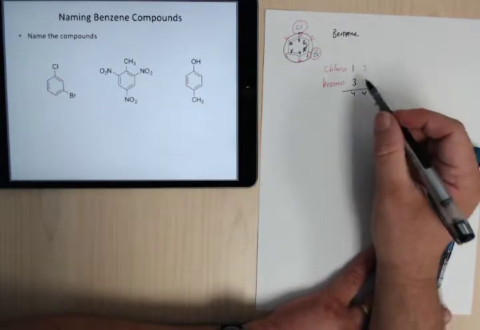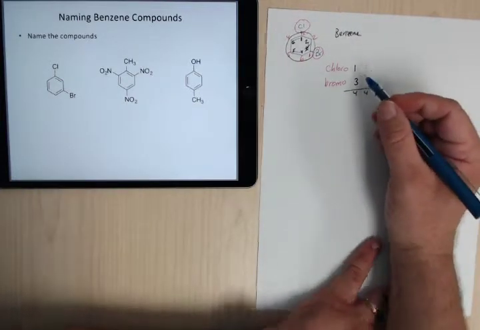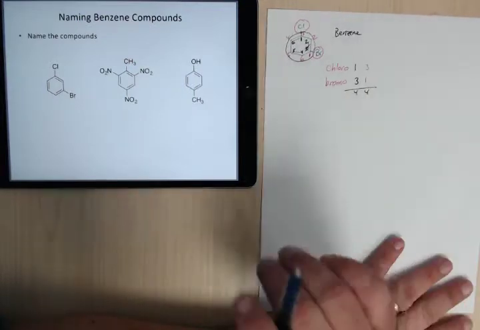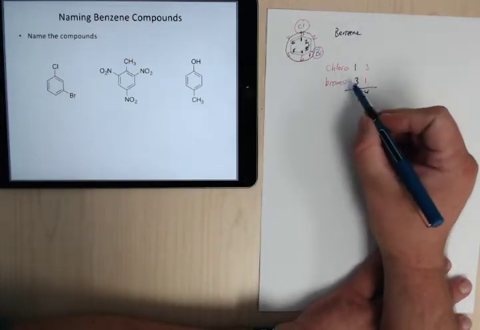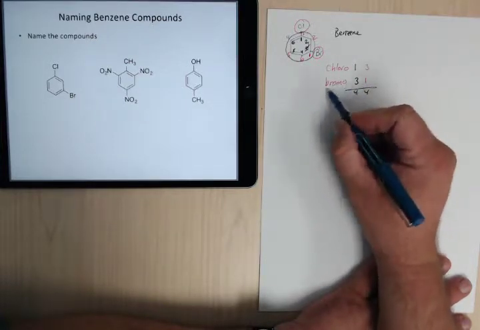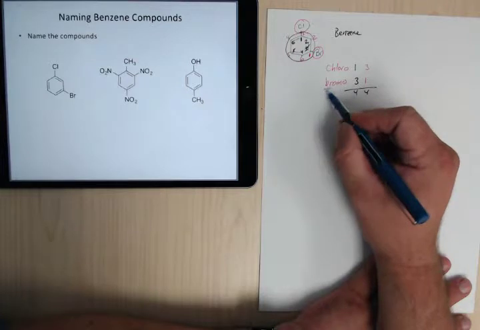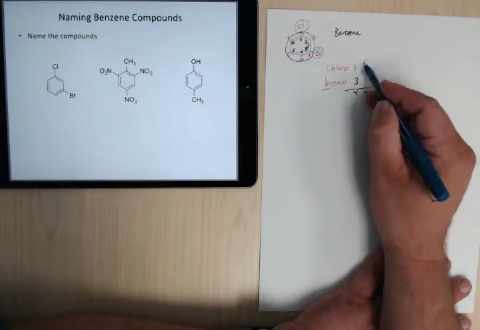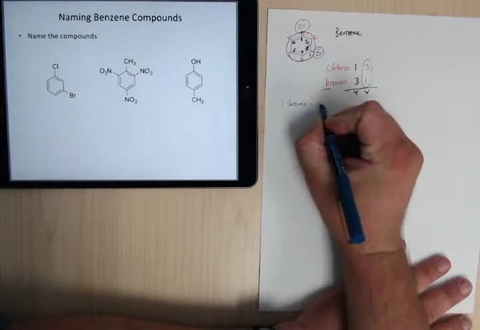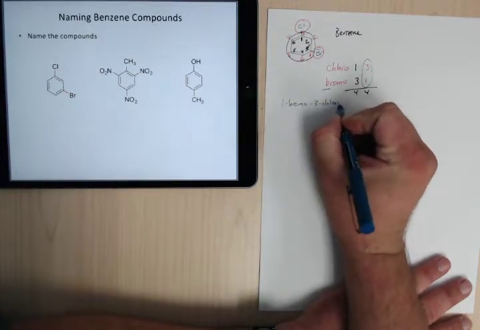And so what the chemistry gods have decreed is that when this happens, and there's no other way to break the tie, we say the first alphabetically is going to be number 1, so it's going to get the lowest number. So for this one, bromo comes before chloro, so we're going to use these numbers here. So it becomes 1 bromo, 3 chloro, benzene.